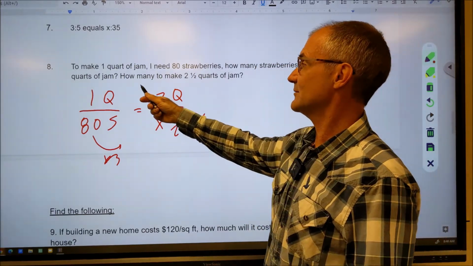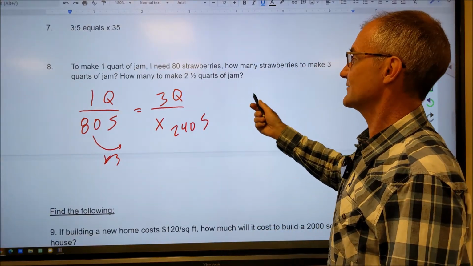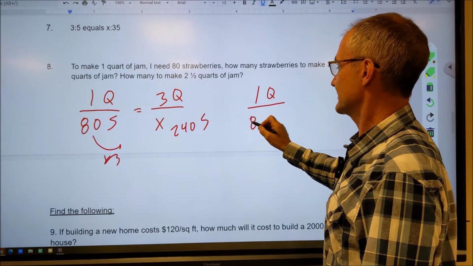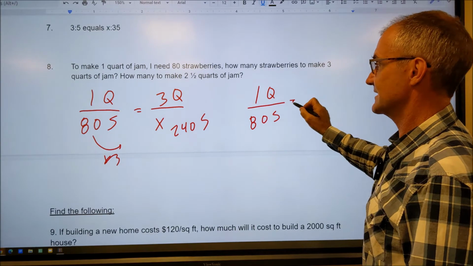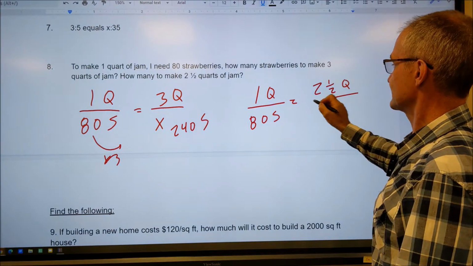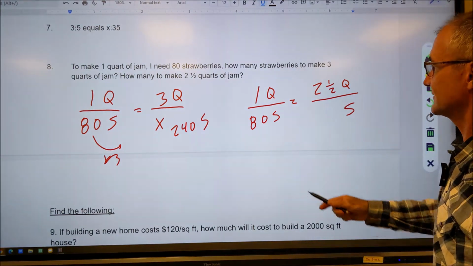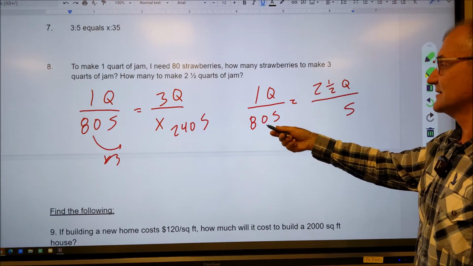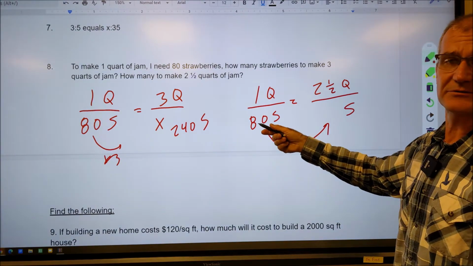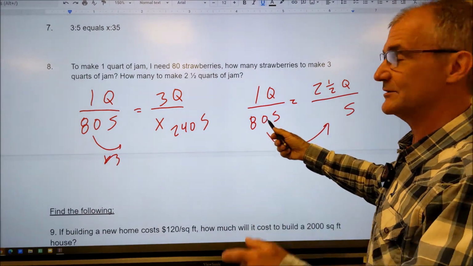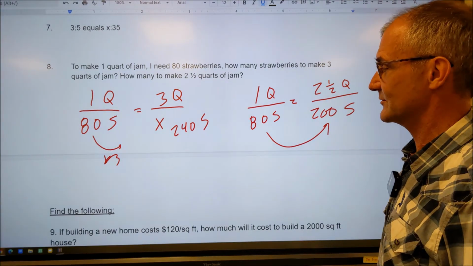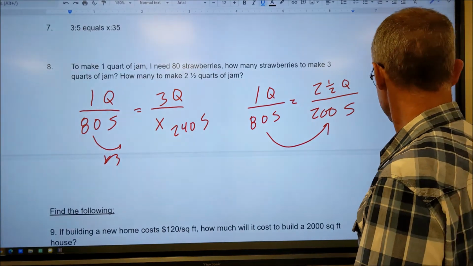And then here's another problem. How many to make 2.5 quarts of jam? So I set up the same proportion. 1 quart is 80 strawberries. Now instead of 3 quarts, I have 2.5 quarts. How many strawberries? Well, I do 1 times 2.5 to get here. So 80 times 2.5 to get here. 80 times 2 is 160. A half is 40 more, or 200. So it takes 200 strawberries to make 2.5 quarts of jam.